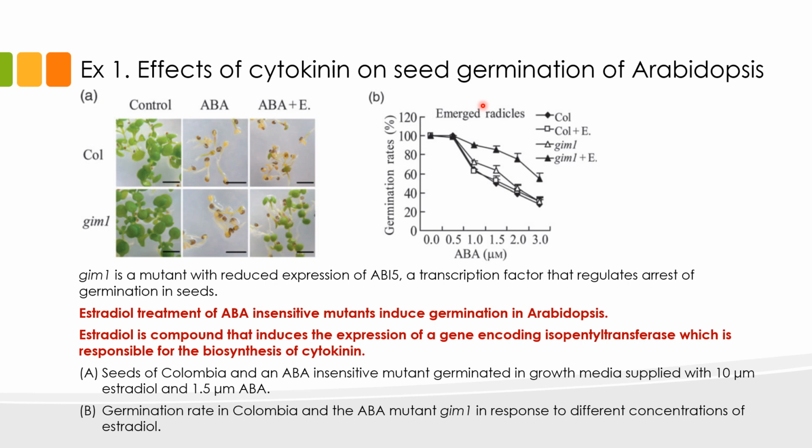Now, the right panel shows the effects of increasing ABA content, applied alone or in combination with estradiol, on GIM1 and Columbia germination. You can see from the overall trend that GIM1, treated with ABA and estradiol, was able to germinate better even at the highest ABA concentration, as indicated by the line with a triangle. Again, this is because GIM1 has reduced sensitivity to ABA.